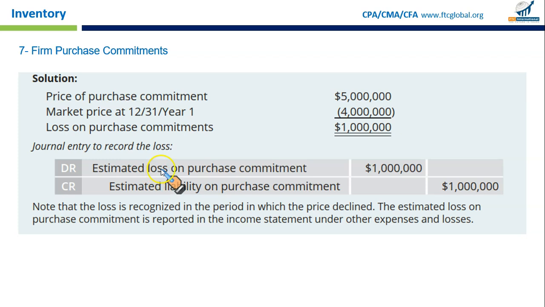So we debit the estimated loss on the purchase commitment and credit estimated liability on the purchase commitment, because we haven't yet got hold of those items. We haven't yet actually purchased them. It's an expected loss, right? So this loss needs to be recognized in the period in which the price declined. And not only do you recognize it in the financial statement, you also need to disclose it in the notes, right? A description of losses of such nature must be disclosed in the current period's income statement.